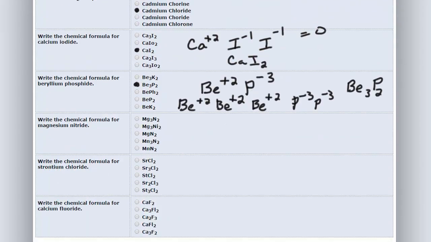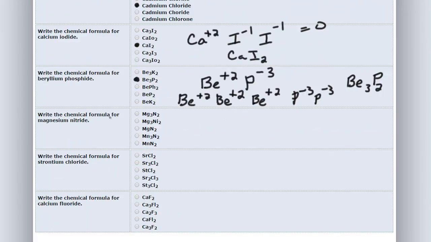All right, so we got a few more. Write the formula for magnesium nitride. Magnesium on the periodic table of ions is a +2. Nitride is a -3. So we can write out 3 of these magnesiums and 2 of these nitrides, and that gets us to 0. Another way that we can get to 0 is to play one of these crisscross games. We can bring the 2 down here and the 3 over here.